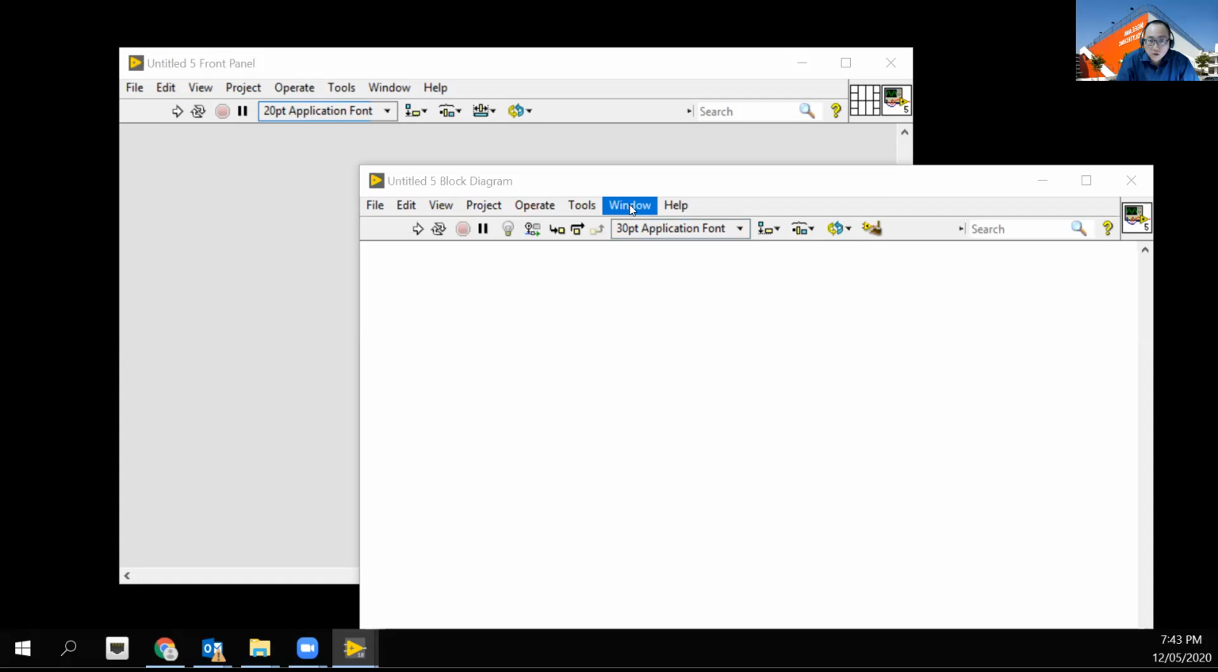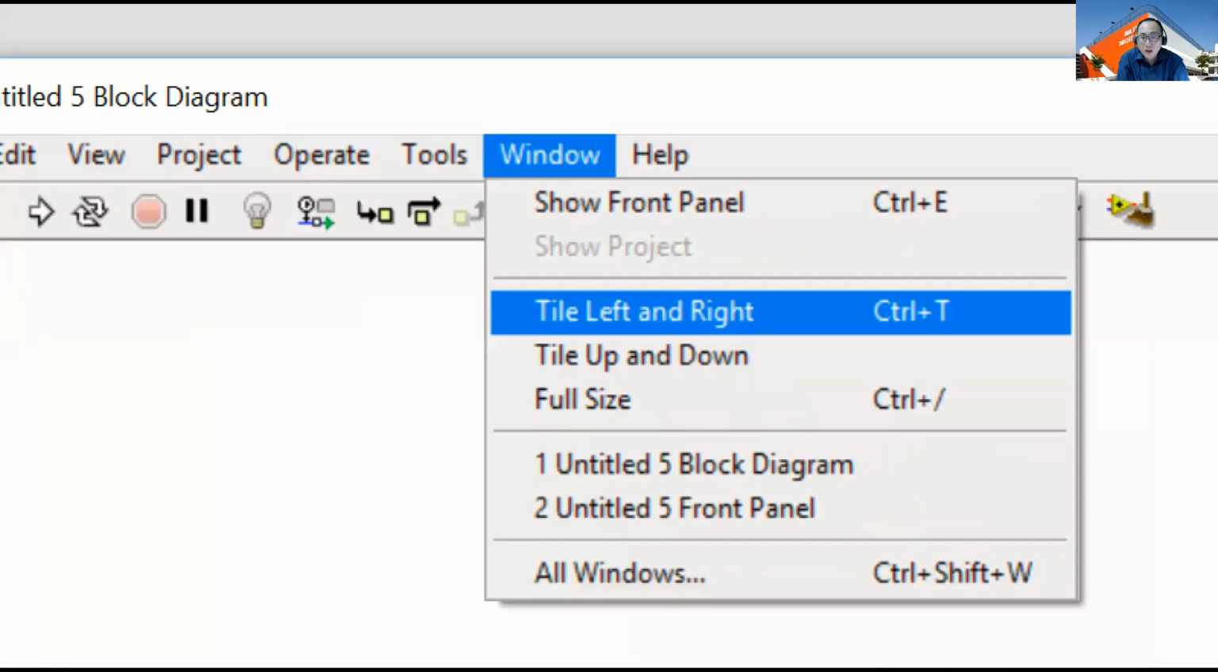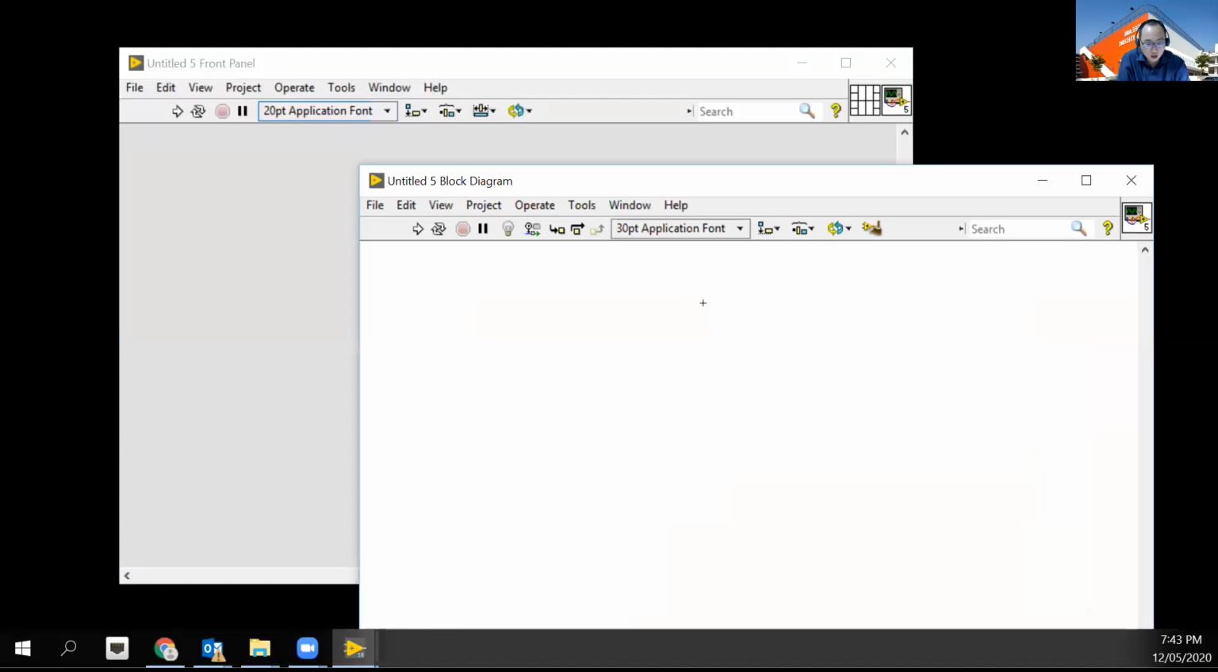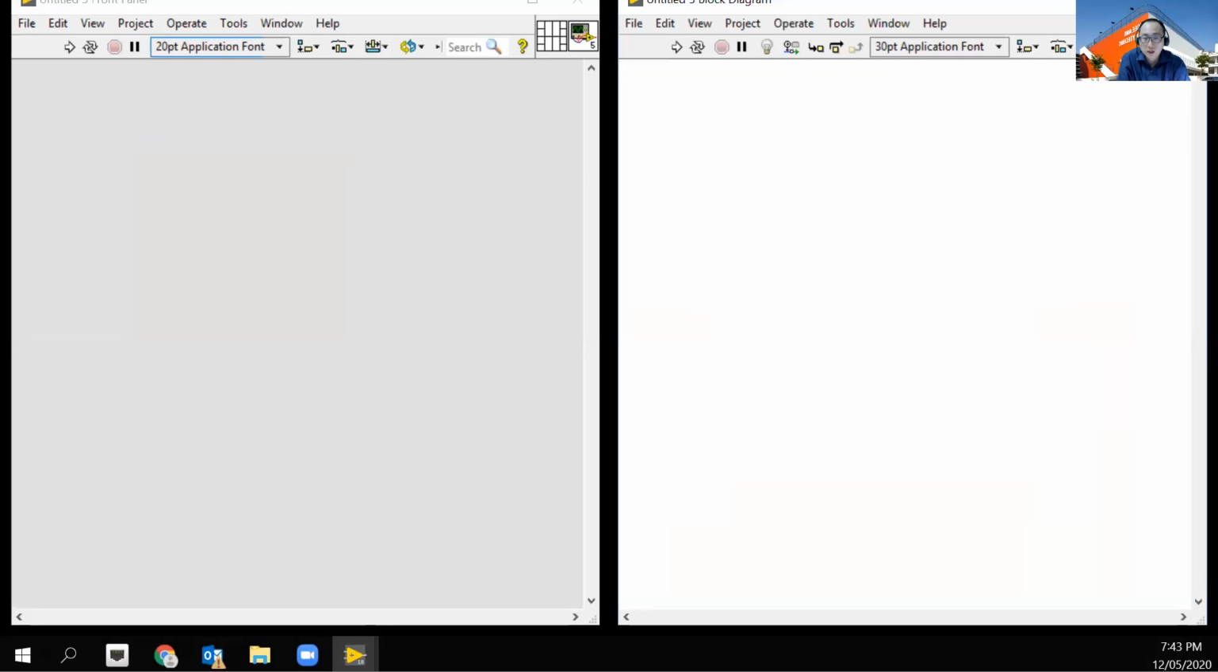Now, can you do one more thing? Can you go to Windows, Tile Left and Right? Or you press the shortcut Control-T. You will have something like this, right? The windows are being stacked left and right.